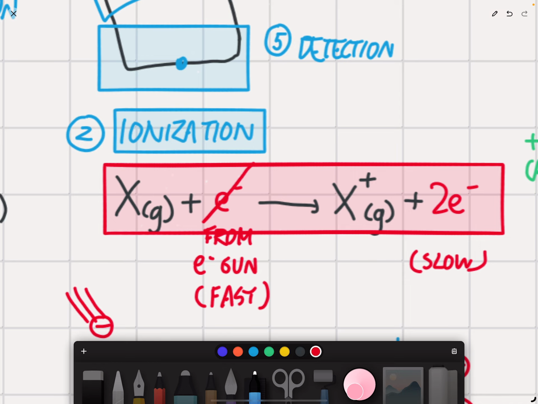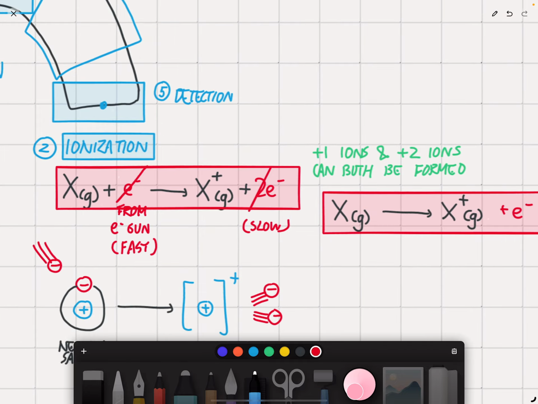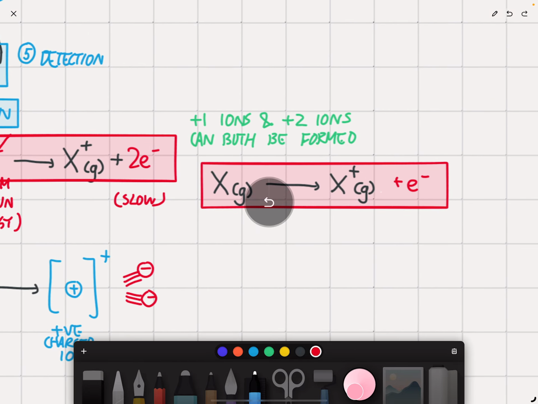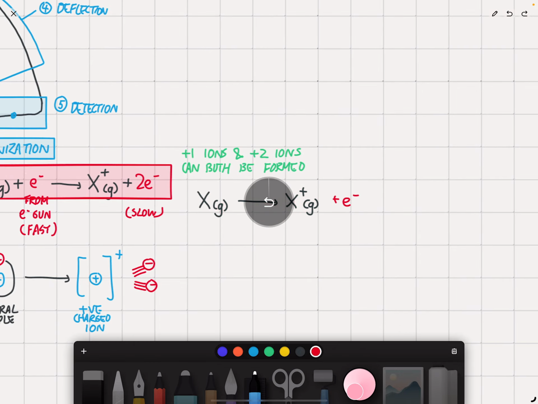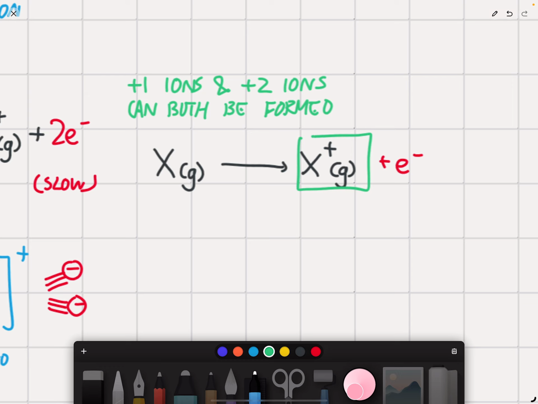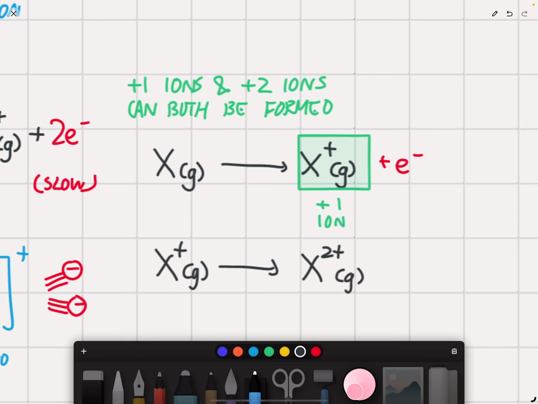So if we subtract 1 electron from both sides, we have a net result of losing 1 electron on the right. So this is the simplified equation of the one we just wrote. The formation of a +1 charged ion can be described by this equation. Once the +1 charged ion is formed, we can use the electron gun to knock out additional electrons to form an X2+ charged ion. So in this process, another electron will be knocked out.